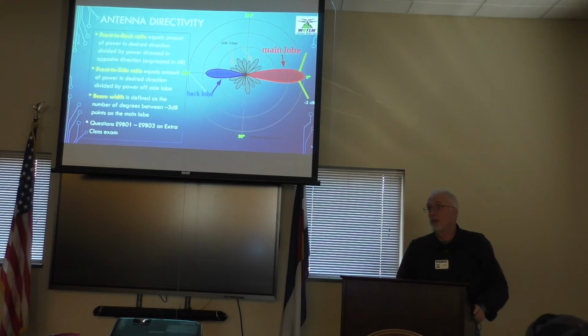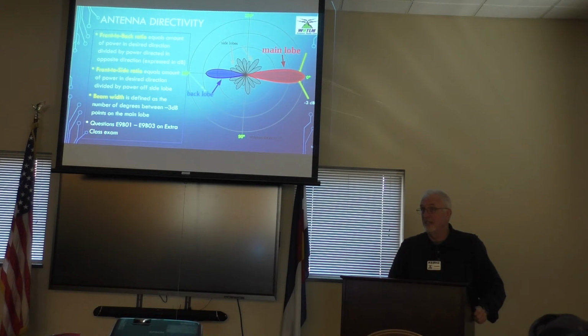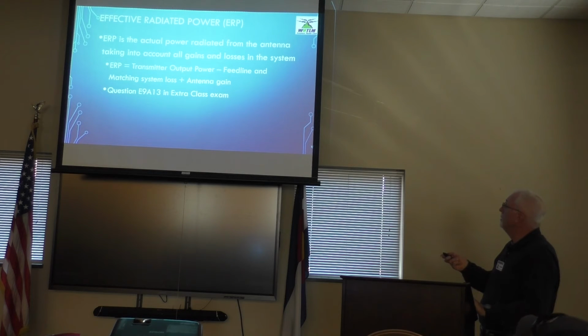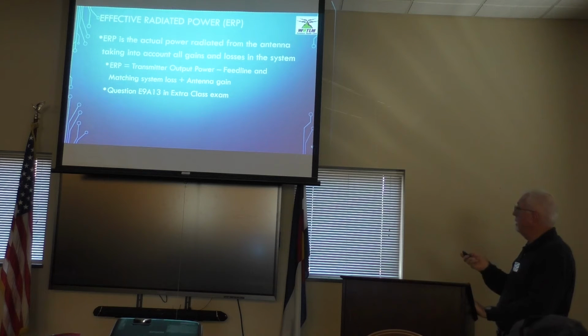That's how you gain distance. That's how you raise your signal above the noise floor. That's how you get full quieting in a repeater or in an FM signal where you're hearing the signal and all of a sudden it pops up. That's because you've raised the radiated power in that direction and somebody is fully quieting that system. So, again, important question: transmitter output power minus the feed line and matching system losses plus the antenna gain.